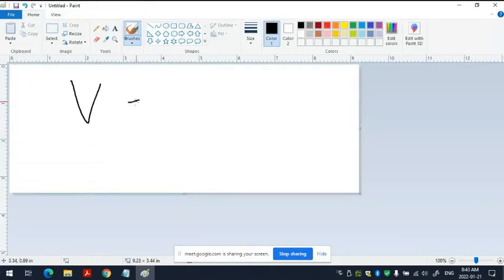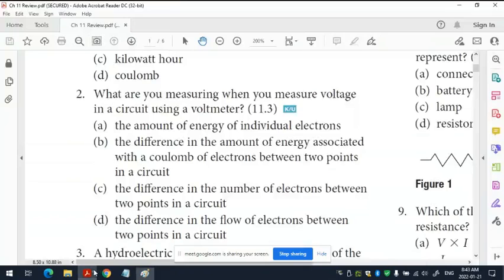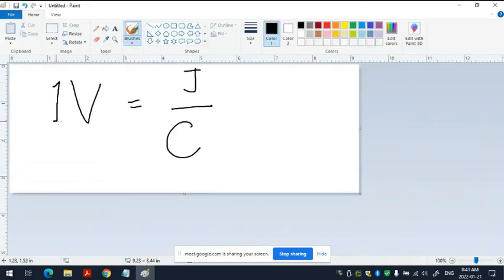A volt is a joule per coulomb. So how do you relate to that? What do you measure using joules? Energy. What do you measure using coulomb? Charge. So it's B. A volt is the difference in the amount of energy associated with a coulomb of charge, because remember, it's 1 to 1 to 1.